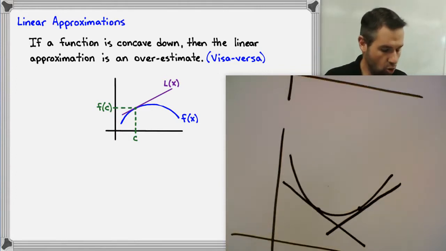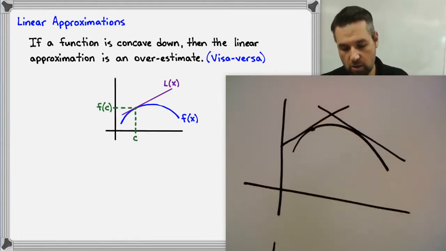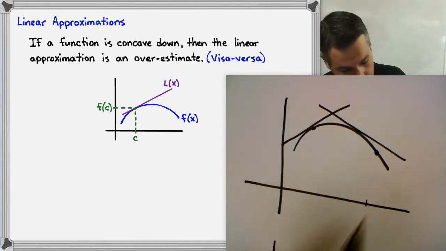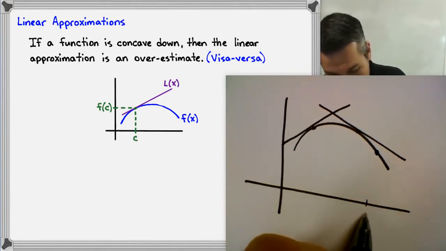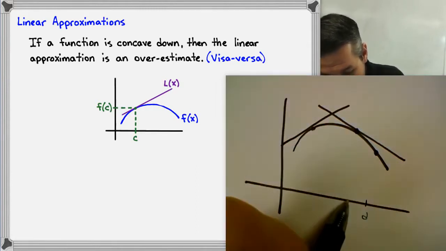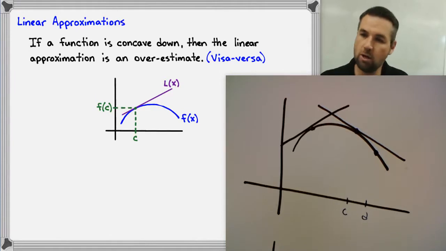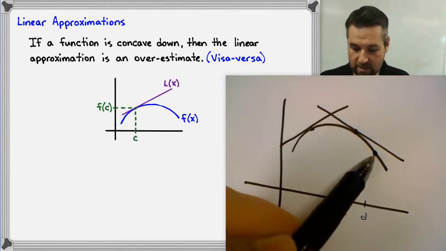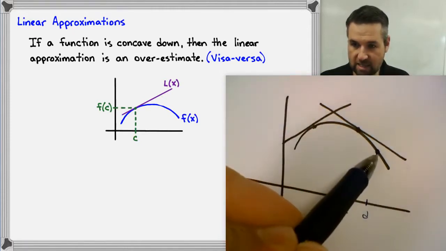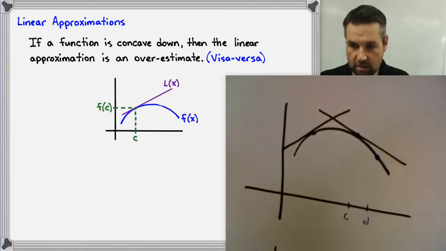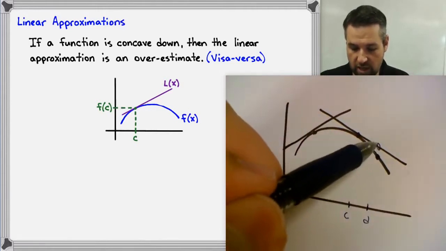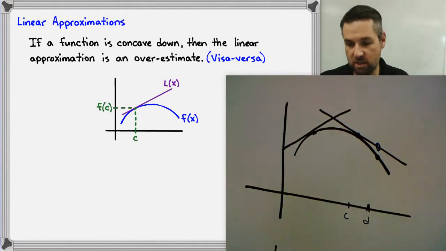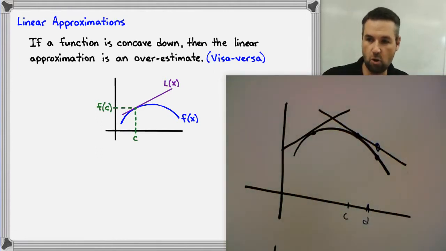And so remember, our goal was to figure out, let's say, what this value is of that function. Let's call that D. And then this point will be C, okay? So we're finding the equation of the tangent line at C in order to estimate the value of the function when x equals D. And so we have to look at the value of the tangent line at D and say that the value of the function is approximately the value of the tangent line. The question is whether it's going to be an overestimate or an underestimate.